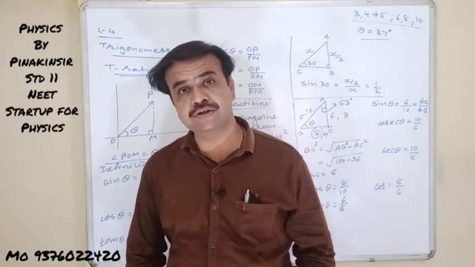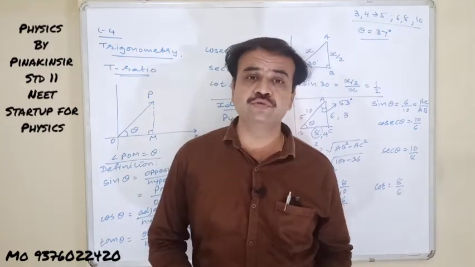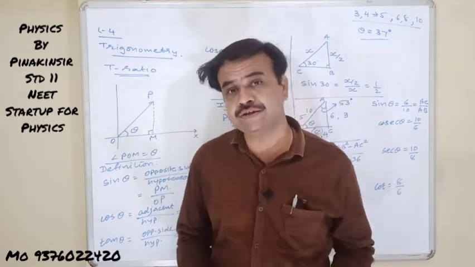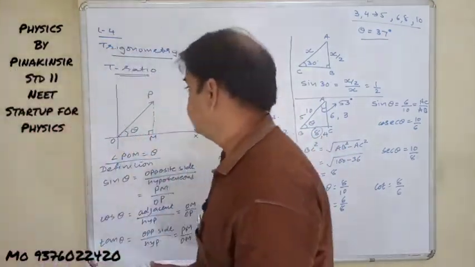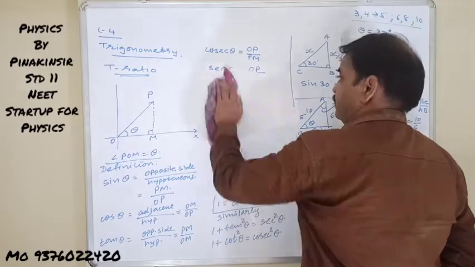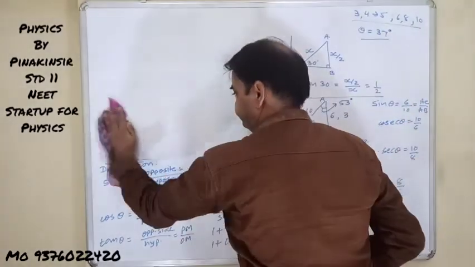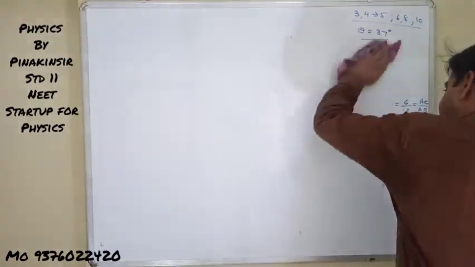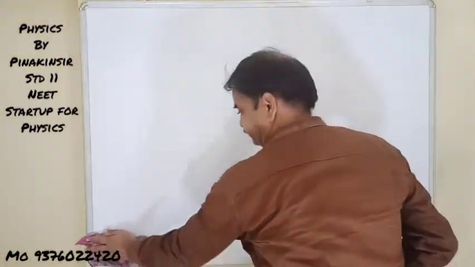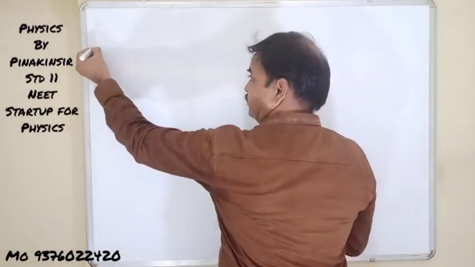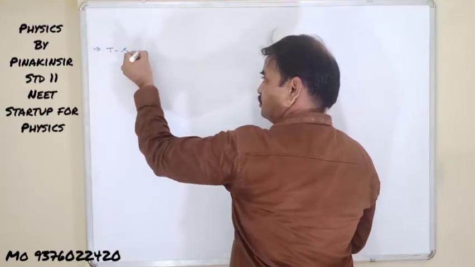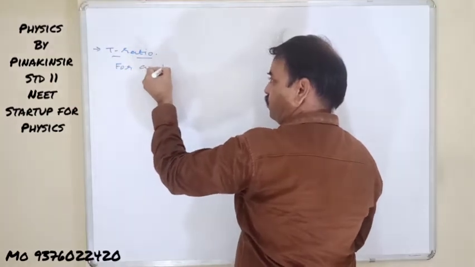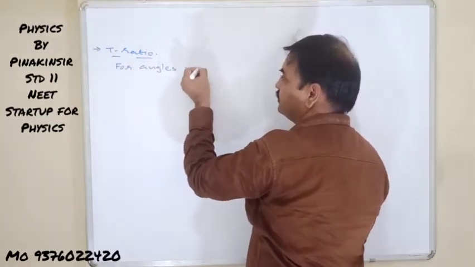Now we are interested in finding trigonometric values for angles having measurement greater than 90 degrees. For that purpose, we have to just memorize some tricks, T ratios particularly for angles greater than 90 degrees.